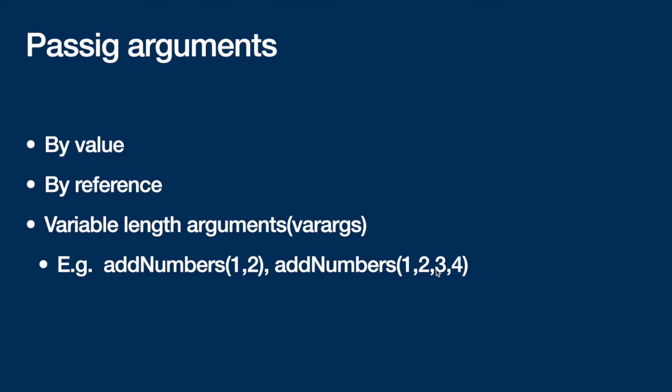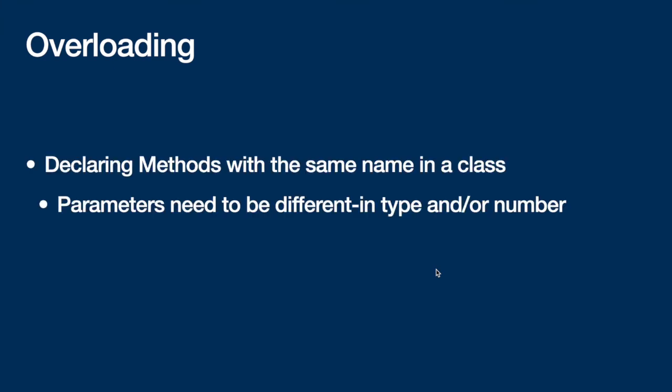So that is a very flexible way of having methods in Java when we want different arguments at different implementations. The other important concept in Java methods is overloading. That means declaring methods with the same name in a class, but they will differ by their parameter type or number. So that is a signature to differentiate between two methods with the same name in a class.